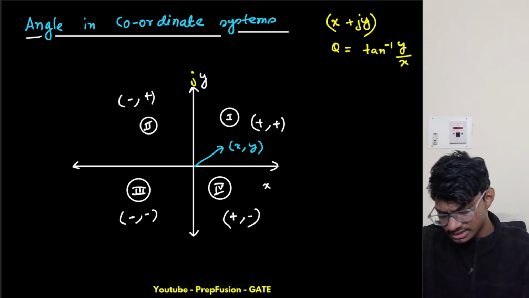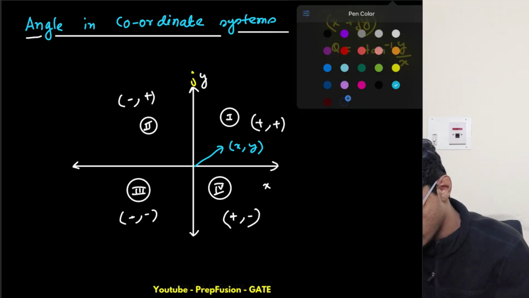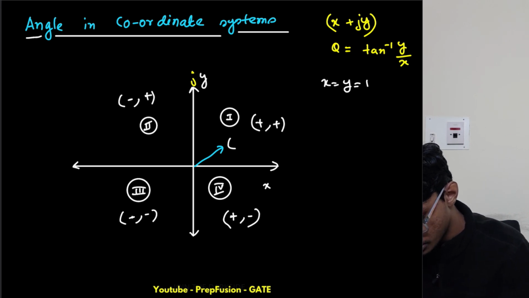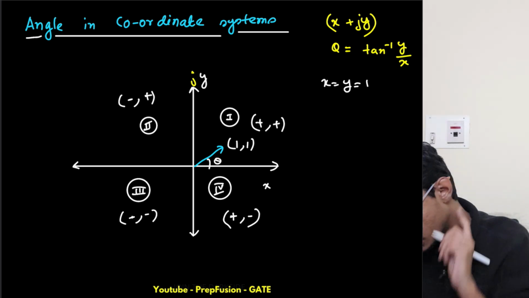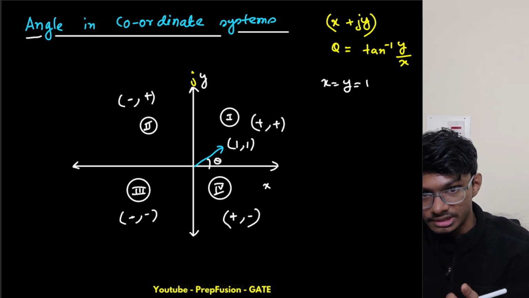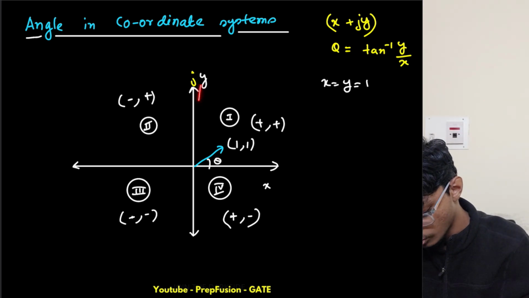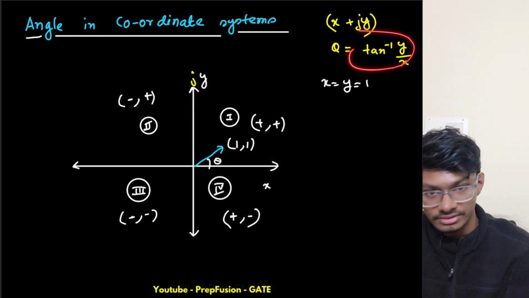So let's name my point as 1 comma 1, that is x equals y equals 1. This point is 1 comma 1, and this is my theta. This is what theta represents. Now in this whole quadrant my x and y are both positive, hence my angle is very simple to find: simply tan inverse y upon x.